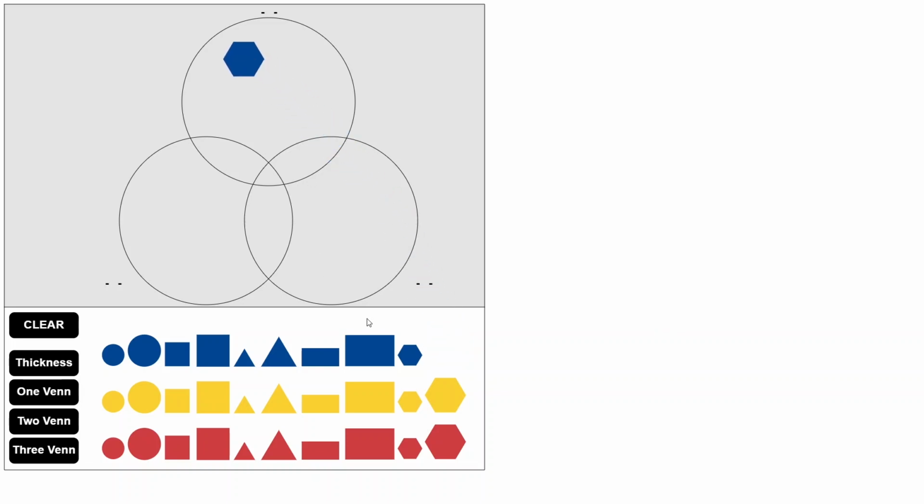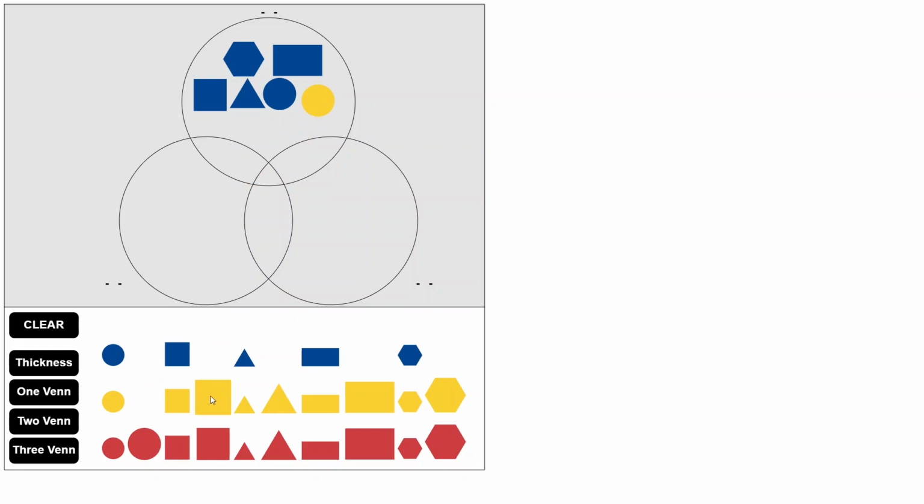Let's suppose the top circle represents large. So I'm going to go ahead and move my large shapes in here, with the note that I'll probably have to move some of them later. But for now, let's go ahead and put all of our large shapes in this top one. Wrong one.